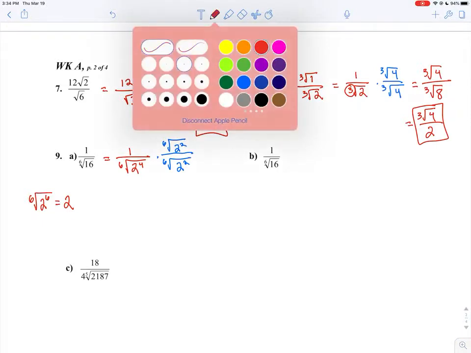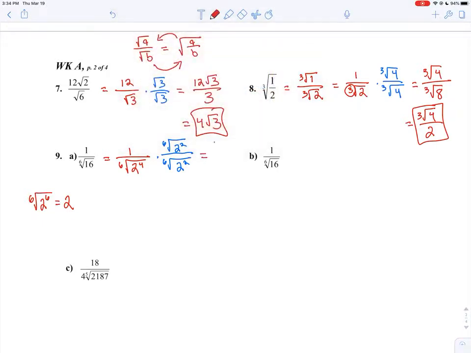So when we simplify this, we now have the 6th root of 2 squared divided by, this is going to be the 6th root of 2 to the 6th. When I simplify the 6th root of 2 squared, it's like a problem from the first page. If I rewrite that in fraction form, we've got 2 to the 2/6 over 2. I can simplify that 2/6 to be 1/3. So we have the cube root of 2 all over 2.